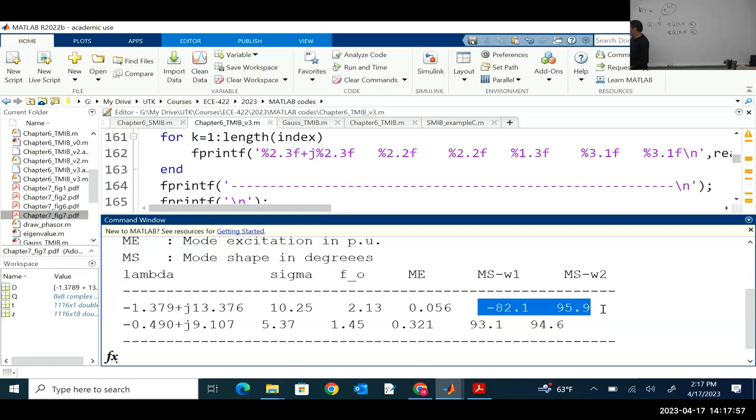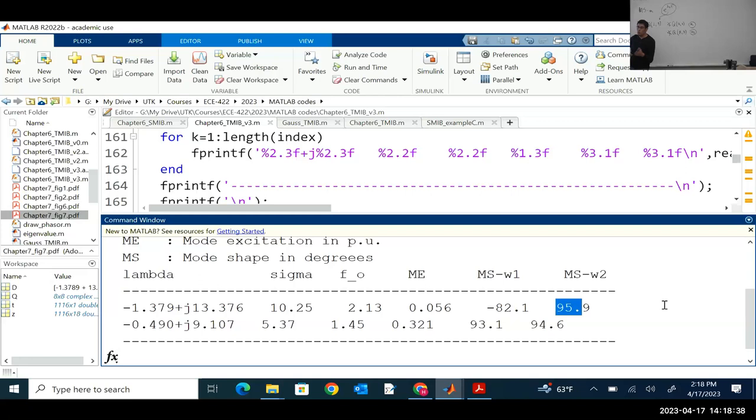We have the mode shape of the machine for omega one. For machine one, this is the mode shape in the speed of machine one. How many degrees there? Negative 82. But for machine two, the mode shape is positive, almost 96. So they are in opposition. Opposition means if the mode is increasing at some time in machine one, that will be manifested in the opposite direction, and machine two will be opposite.